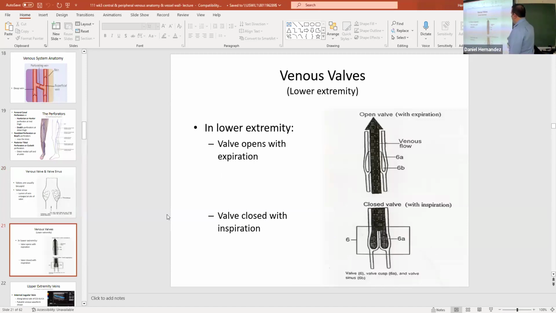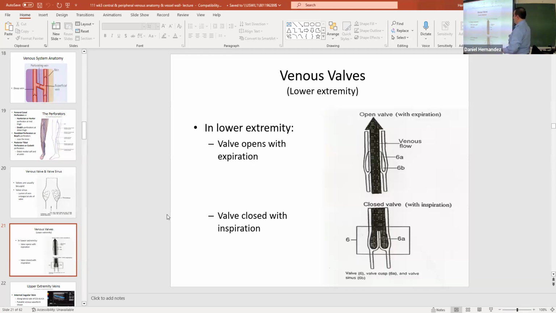So in terms of lower extremities, we said these valves will open and close as a result of pressure changes. In the lower extremities, these valves will open with expiration. You're breathing out, the diaphragm's coming up, so there's lower pressure now in the abdominal cavity, and that's promoting blood flow in the legs. So with expiration, that lower pressure allows those veins to open up and allow blood flow to move forward. With inspiration, those valves will close because now the pressure is increasing in the abdominal cavity, which forces those valves to swing shut.